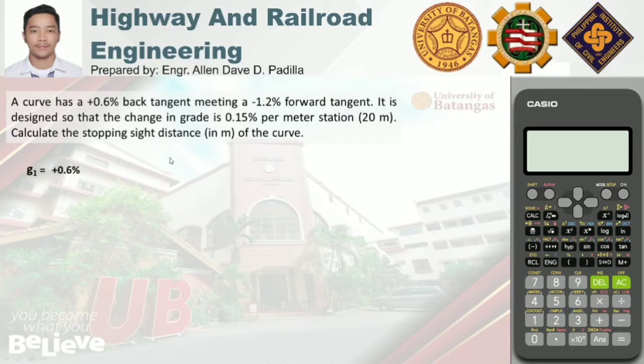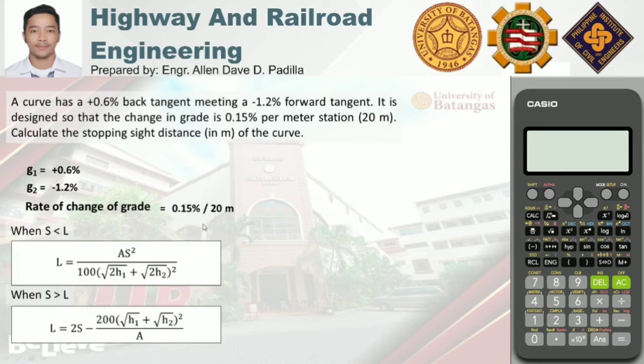Okay, so we have G1 equal to positive 0.6%, then G2 equal to negative 1.2%. It gave the rate of change of grade, so for every 20 meters, there is a change in grade of 0.15%. So, these are our formulas. What I did here is assume that S is less than L. So, this is the formula we will use. We do not have the value of A yet.